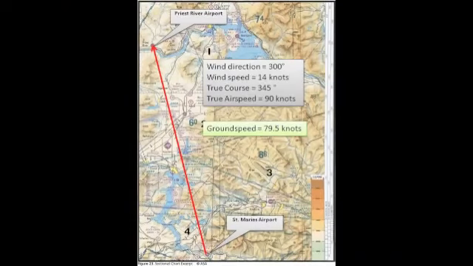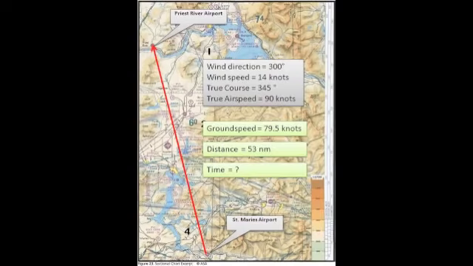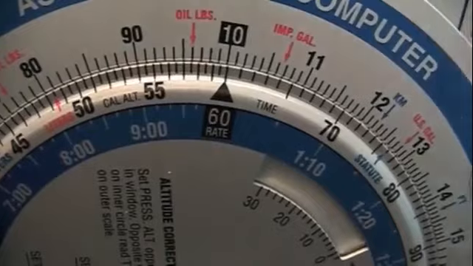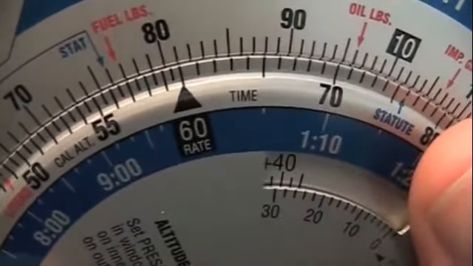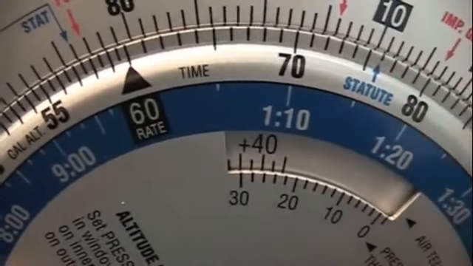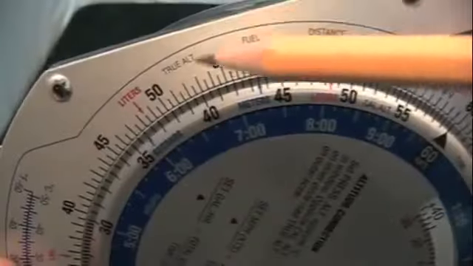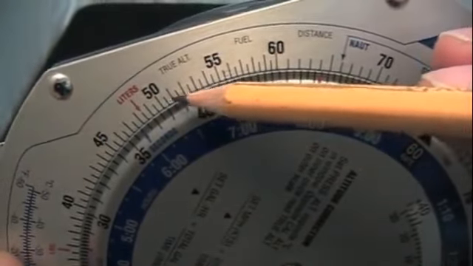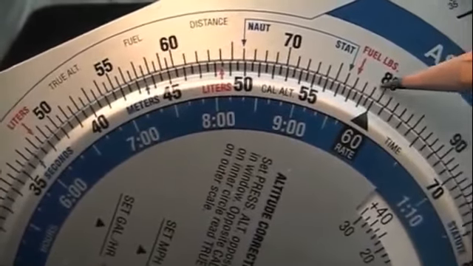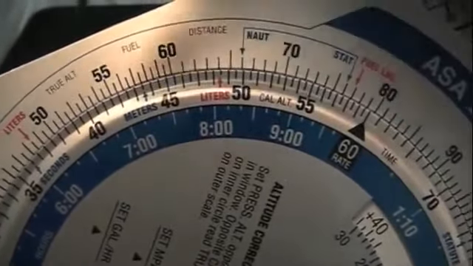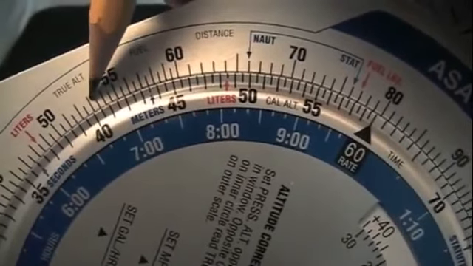Now that you know your ground speed of 79.5 knots and your distance of 53 nautical miles, you can perform a simple time, rate, and distance calculation using the slide rule side of the E6-B. Set the rate arrow to 79.5 knots per hour on the outer scale. Find your distance of 53 nautical miles on the outer scale, and then look inward to the time scale. At a rate of 79.5 knots per hour, a 53 nautical mile trip can be made in 40 minutes.